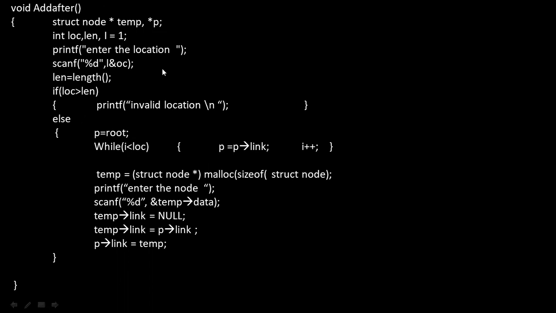Now we have to bring the control of p to the specified location, because we have to insert the node after the specified location. So for that the logic is while I less than LOC, we are moving the pointer control. So p is equal to p to link, then we are incrementing the I value. Here we dynamically created a node, and that node we are assigning into temp, and we are entering the value to the node, and then in the link part we are placing the null value. So now my node is created and my p is pointing to the specified location.